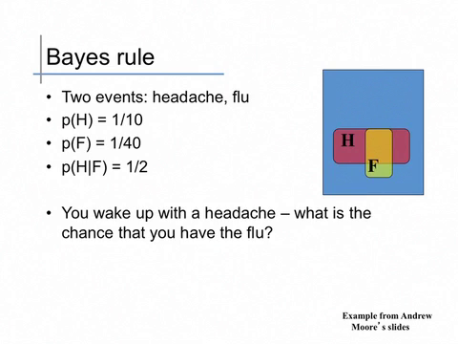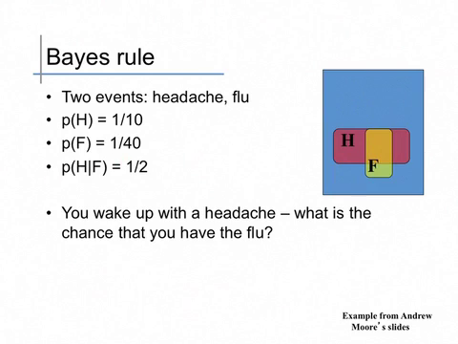To start, let me describe Bayes' rule, which is a rule from probability theory that tells us how to combine the probabilities of different events to calculate conditional probabilities. So suppose we have two events we're interested in. One is that I wake up with a headache, and the other is that I have the flu. And we have probabilities associated with this. So we know that about 1/10 of the time I have a headache. More rarely, about 1 time in 40, I actually have the flu. But we know that when I have the flu, I often have a headache. So the probability of having a headache given that I am sick with the flu is 1/2.